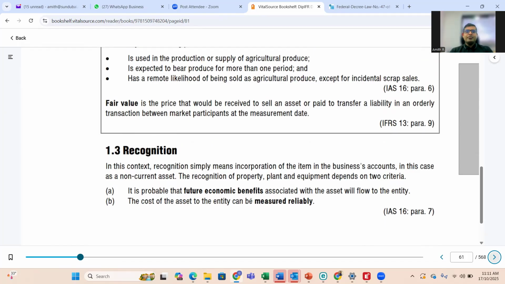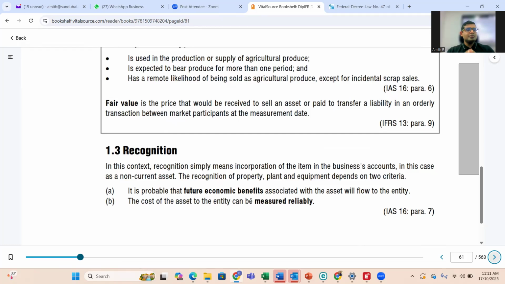You know the definition of major items, especially the definition of PPE. Can somebody tell me what is the definition of PPE? Administrator, or for rental to others. Expected to be used for more than one period. Just keep that definition in your mind.